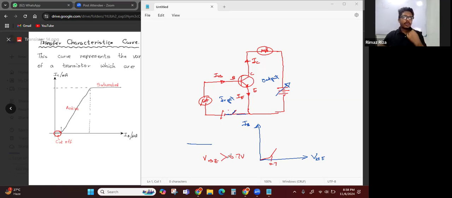So if you want to bias the BE junction, you have to give a voltage greater than 0.7. In this range, there will be no current in the output circuit. That's why it is known as the cutoff region. Do you all understand? Any questions? Usman, did you understand?